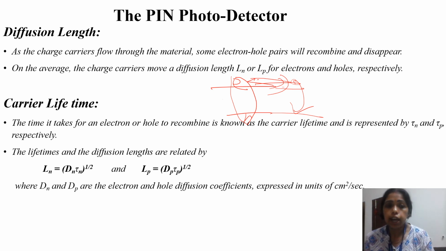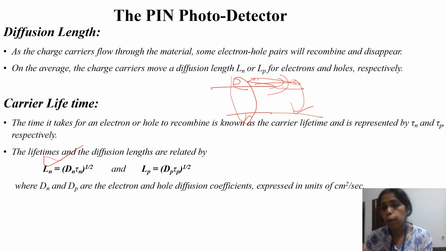If the diffusion length is high, that means the carrier lifetime is also high. If the diffusion length is less, the carrier lifetime is also less. Carrier lifetime is the time required to recombine the electron-hole pair. So both are directly proportional. There is a formula: L is equal to the root of D times tau, where D is the diffusion coefficient and tau is the carrier lifetime.